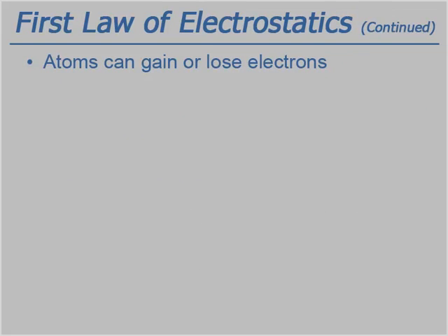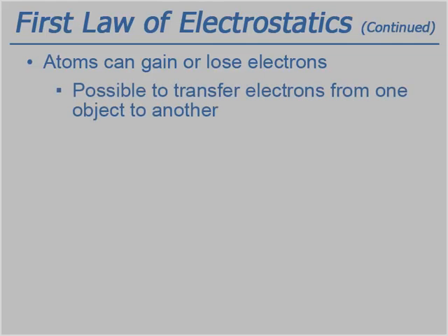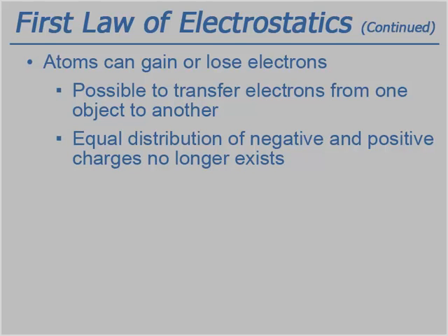Some atoms can lose electrons, and others can gain electrons. Thus, it is possible to transfer electrons from one object to another. When this occurs, the equal distribution of negative and positive charges no longer exists. One object will contain an excess of electrons and become negatively charged, and the other will become deficient in electrons and become positively charged. These objects, which can contain billions of atoms, will then follow the same law of electrostatics as the electron and proton example shown above.